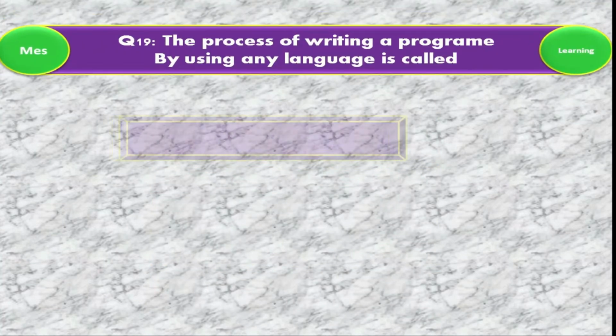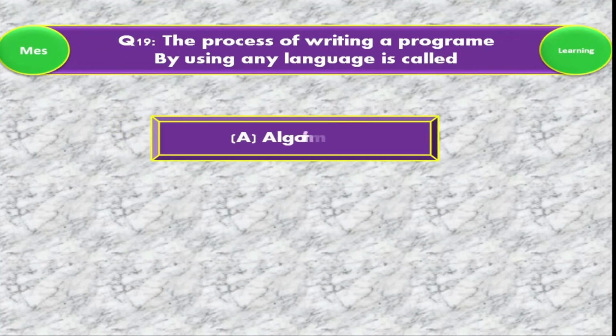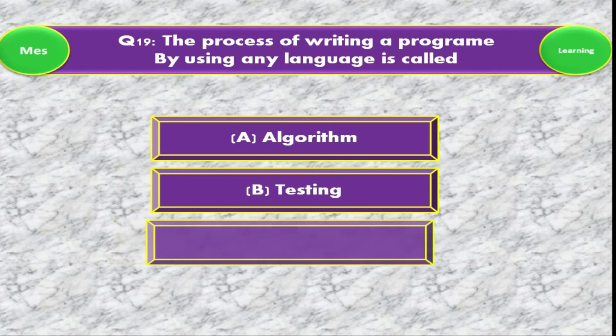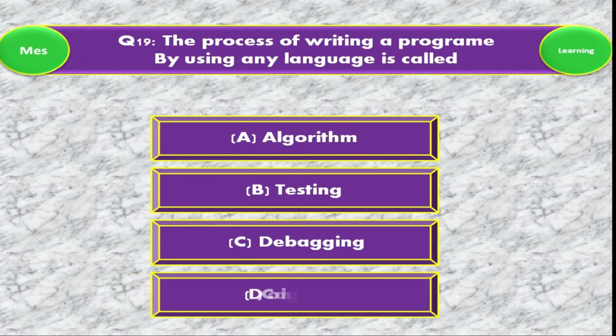Question 19. The process of writing a program by using any language is called: algorithm, testing, debugging, coding. Right answer, coding.